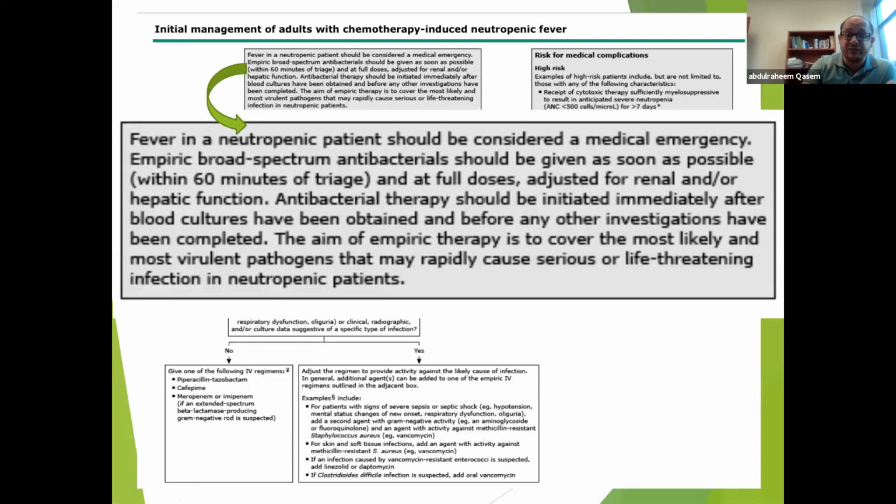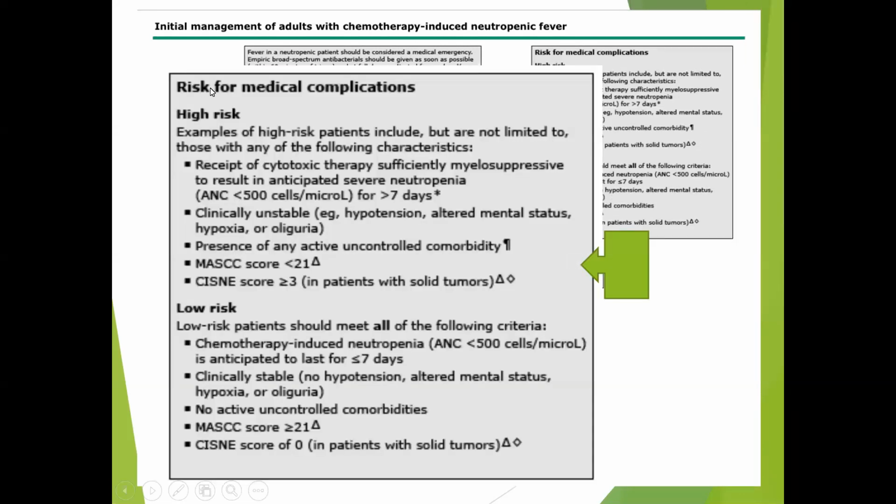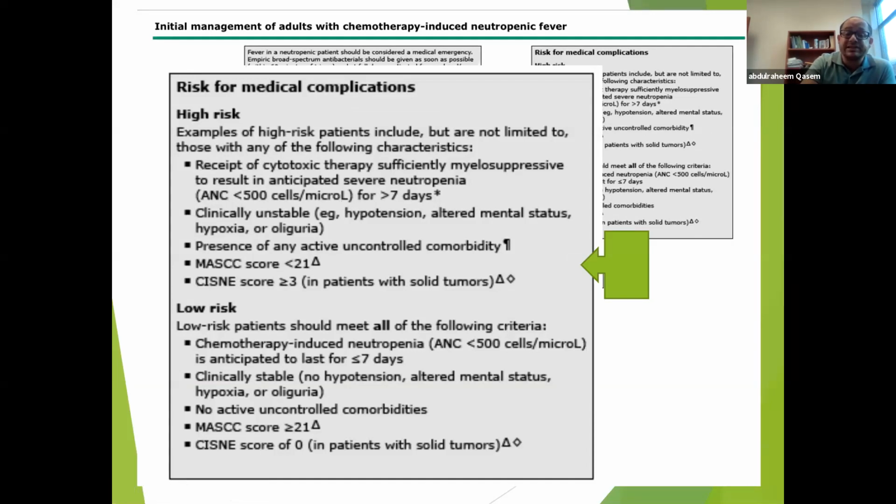And then after that, we try to stratify the patient's risk for medical complications, whether he's high risk or low risk. Then usually we move into the next step. Here are the risk factors, as we talked about, risk for medical complications. High risk patients, those are only some examples, but they help you. Any chemotherapy, or if you anticipate that the chemotherapy will result in prolonged neutropenia, meaning more than 7 days. If the expected neutropenia duration is more than 7 days, then you need to consider this patient high risk and more likely needing inpatient treatment.